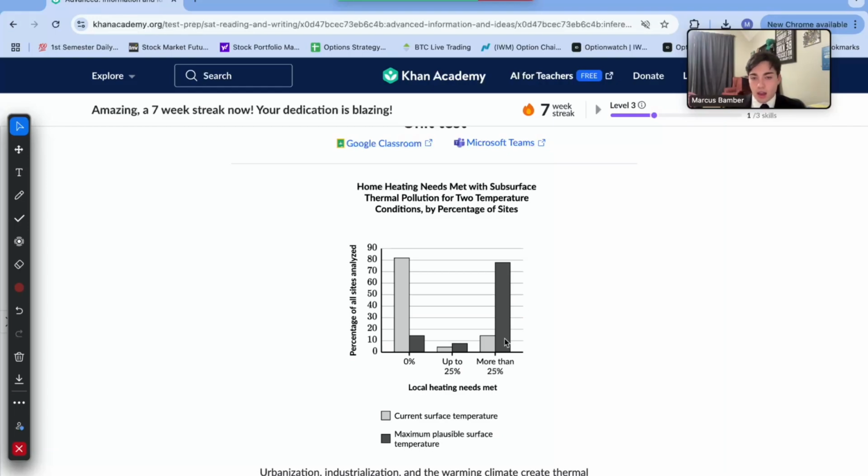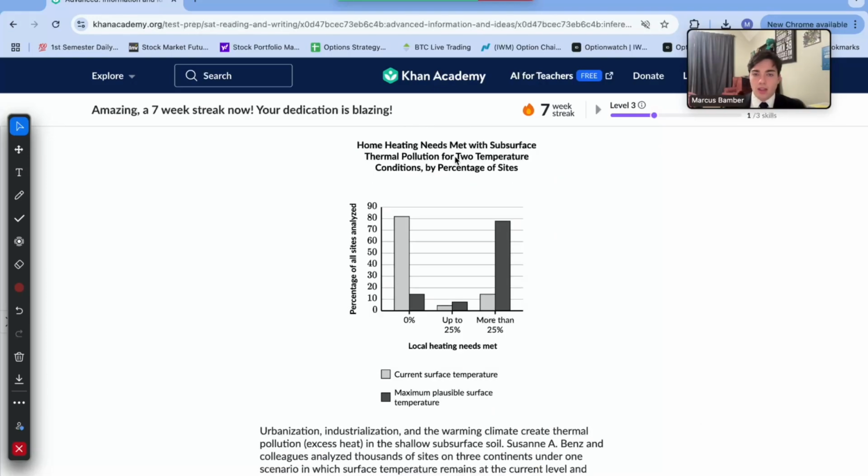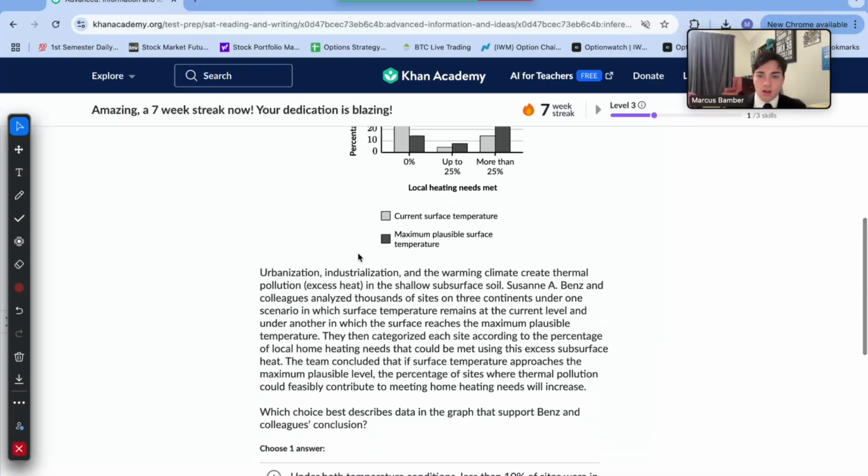We see there's more than 25% of local heating needs are met for the majority of sites analyzed. As we can see here, with two of these temperature conditions, when the surface temperature is at the maximum of plausibility, there is a greater likelihood that local heating needs are met. When it is at current surface temperature, at all the sites analyzed, it is very unlikely that these local heating needs are met. Let's take a look at our paragraph.